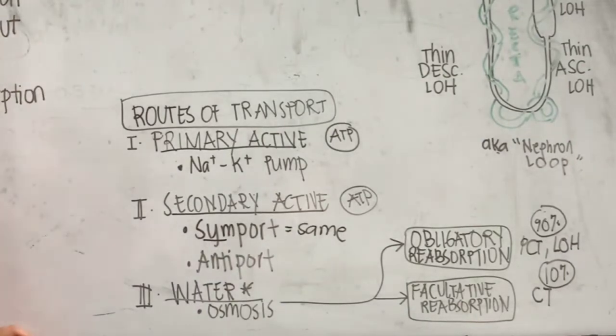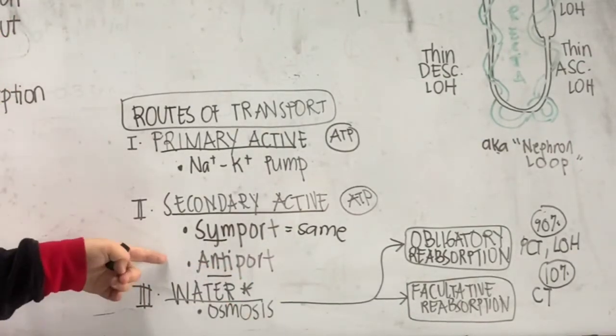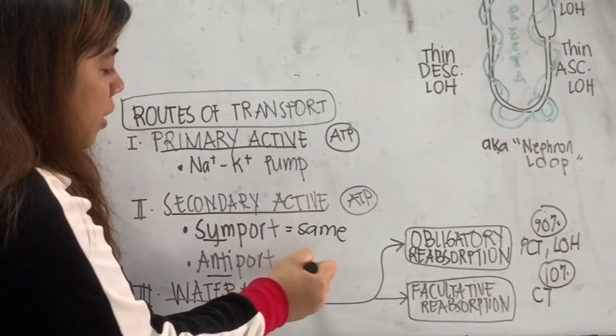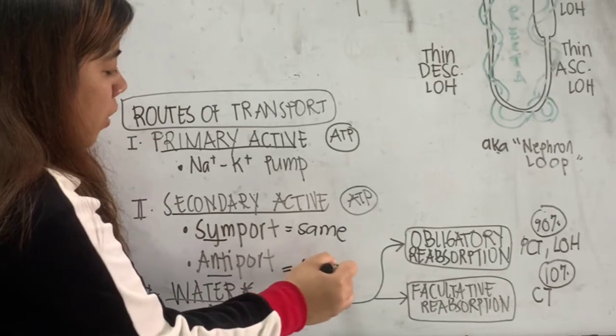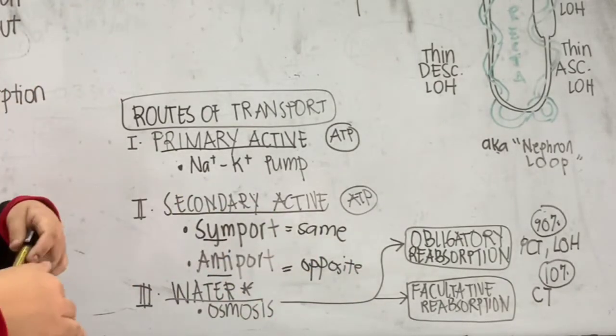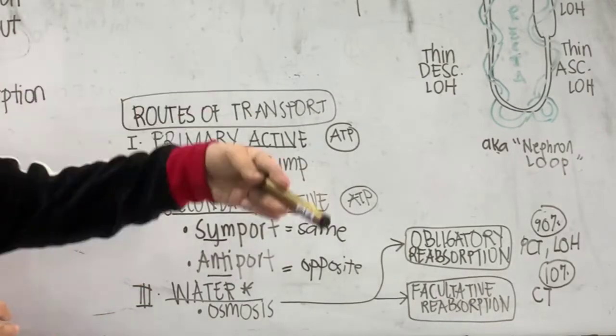The second one is your antiport. Antiporters or antiport type of transport means that the substances move opposite to each other. Some substances can move in, and at the same time, others move out.